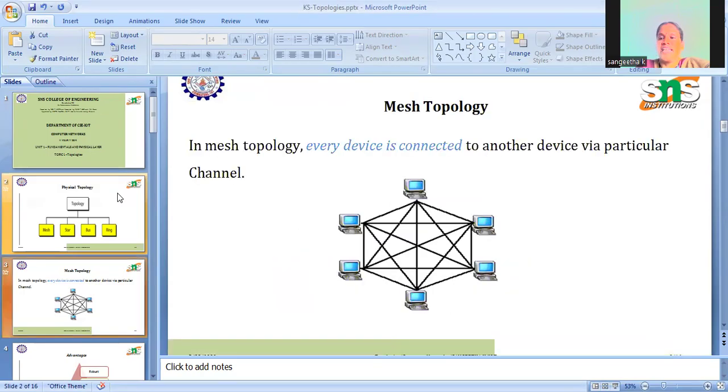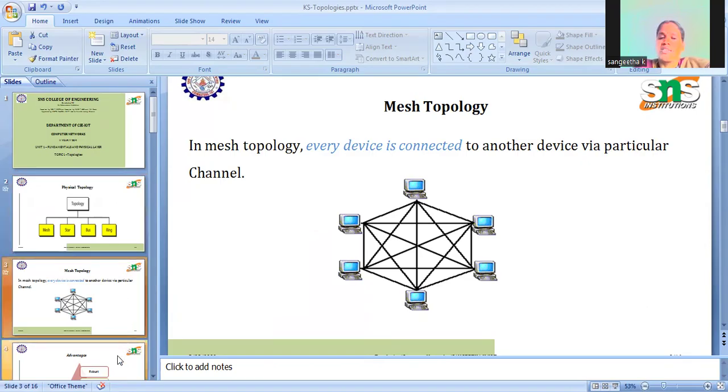First, we take mesh topology. In mesh topology, each and every device in the network has a dedicated link to all other nodes available on the network. There are two types of mesh topologies: one is fully connected mesh, and another is partially connected mesh. Based on that, the devices are connected with each other. If we take six systems in the network, each of the six nodes has a dedicated link to all other nodes in the network. Likewise, the devices are connected.